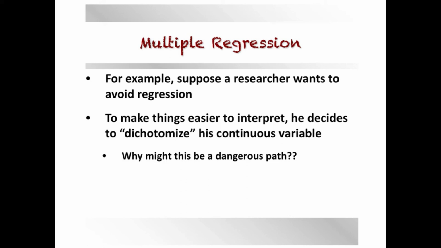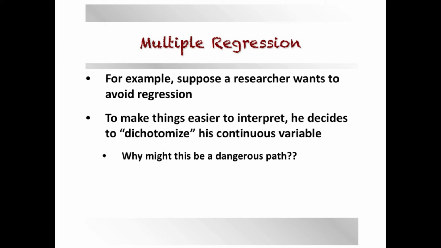Dichotomizing means, let's say you have an anxiety variable, and you're trying to cut it into high and low instead of a continuous variable. Well, the continuous variable has a lot, and I'm giving you the answer. Why is this a dangerous path? Here's the answer. It's because when you split that variable in half, you're losing variance, right?